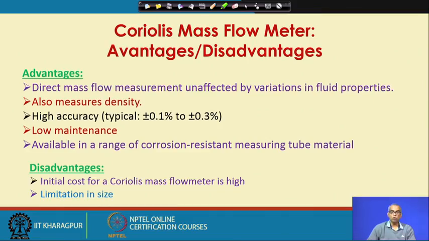Advantages and disadvantages of Coriolis mass flow meter. Advantages: direct mass flow measurement unaffected by variations in fluid properties. Coriolis mass flow meter also measures density. High accuracy can be obtained. The typical accuracy is plus minus 0.1% to plus minus 0.3%. Low maintenance cost, available in a range of corrosion resistant measuring tube materials. Disadvantages: initial cost for a Coriolis mass flow meter is high, limitation in size.